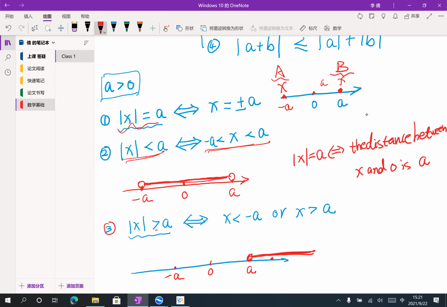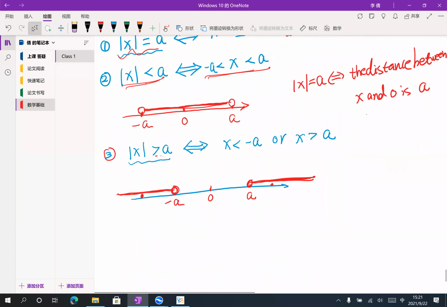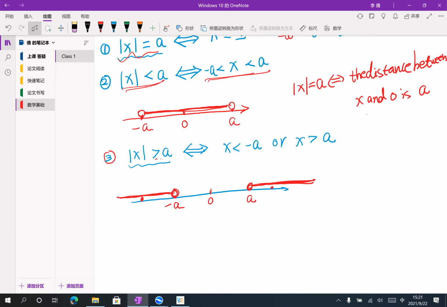And then on the left, negative A is not in this inequality. Let's take a point there: the distance between this point and 0 is larger than A, right? So those points on the left of negative A are also contained in this inequality. So this is the interval solution to this absolute value inequality. Okay, this is the third property.